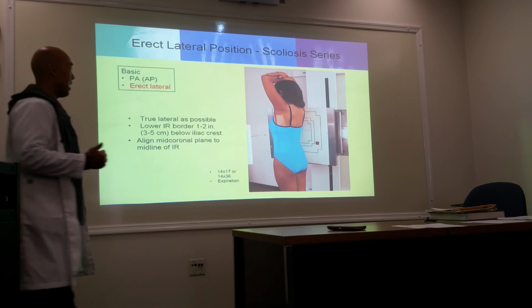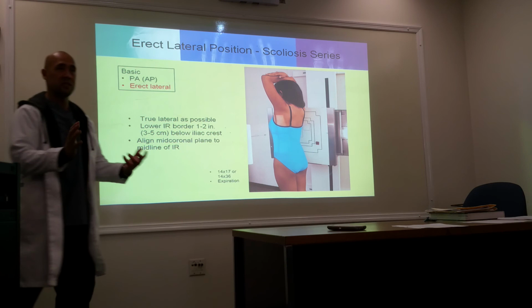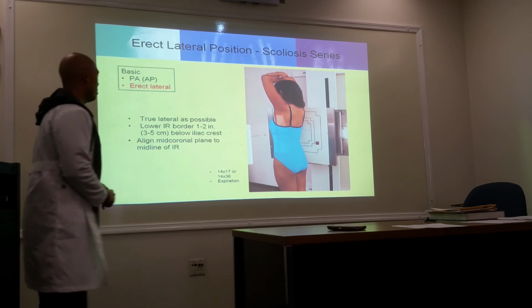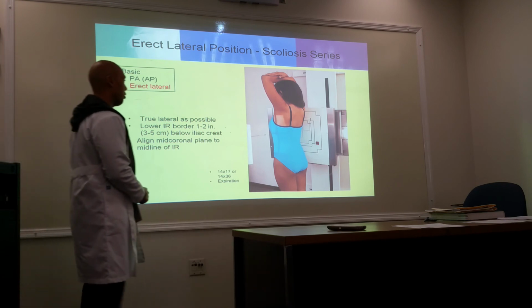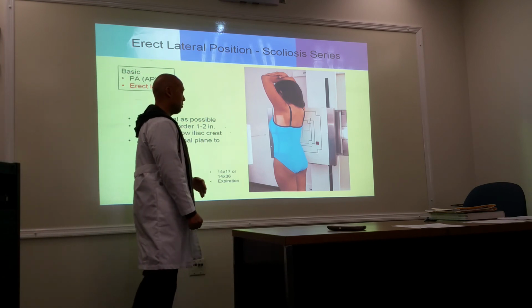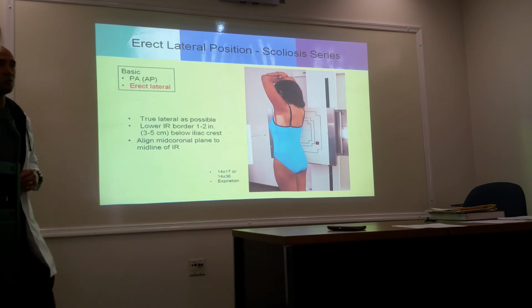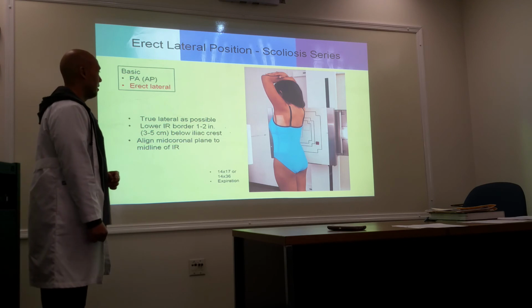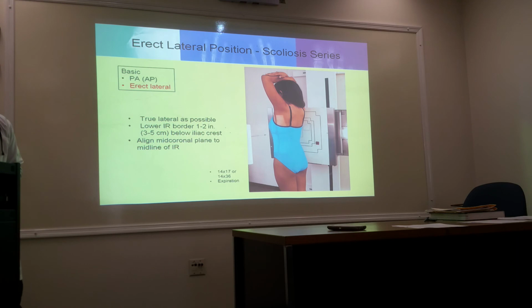How about lateral? You guys do lateral? I'm hearing now there are different policies. You're placing your patient in a true lateral position. Same criteria for where you place the image receptor, the bottom of the image receptor about 1 to 2 inches below the crest, aligning your patient's mid-coronal plane to the image receptor. Also done on expiration. 14 by 36? Yeah, a real long one.